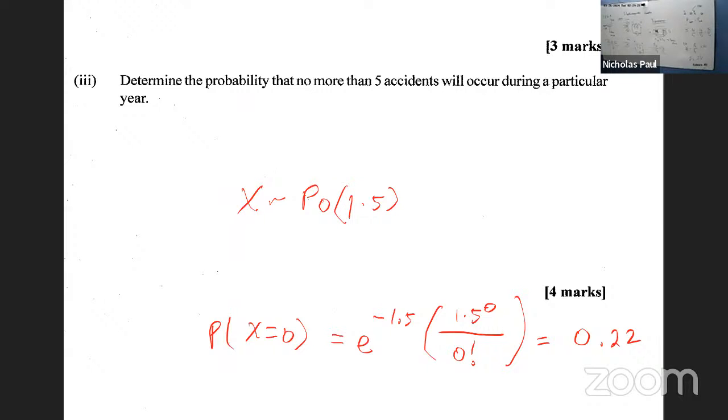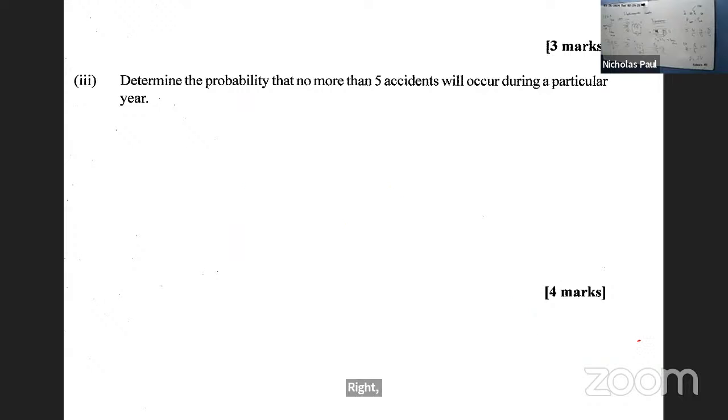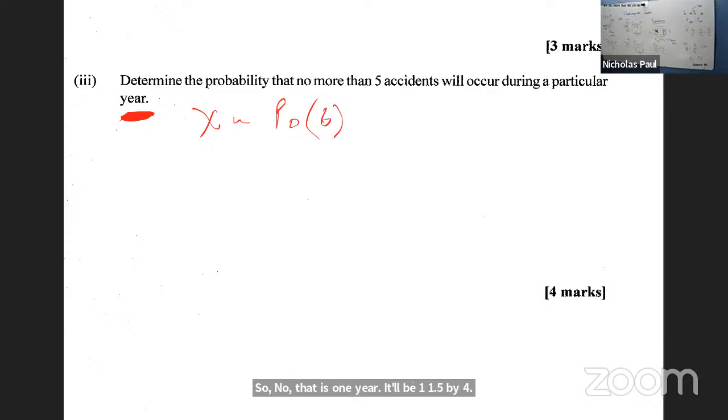Right? You'll recognize that it has to change, right? How long is the interval now? How long is the interval? 1 year, right? The interval is 1 year. So X follows a Poisson. Now that is 1 year. It will be what? 1.5 by 4 and 6. So they want the probability that X is no more than 5.